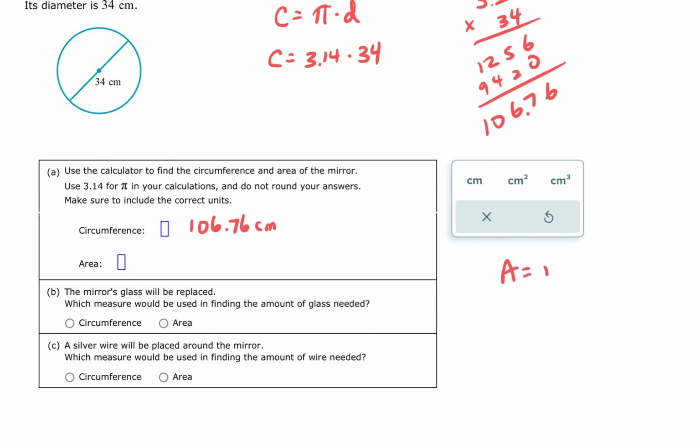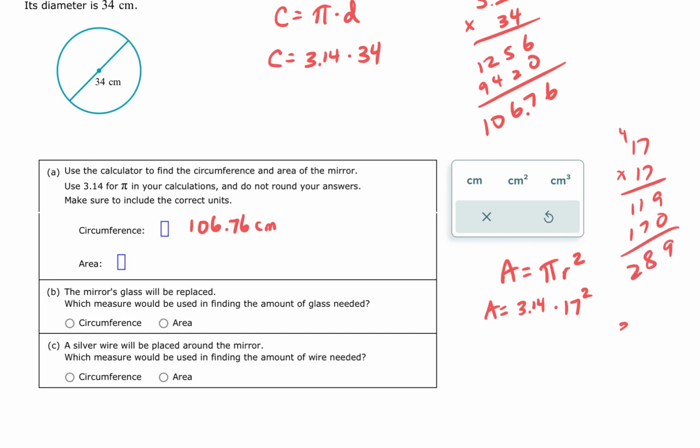Area is equal to pi times the radius squared. So the first thing we need to do is find the radius. The radius is half the diameter, so that's going to be 17. And then we're going to multiply that by pi, and that will give us our area. I'm going to go ahead and do 17 squared, 17 times 17. Adding all this up, I have 289.